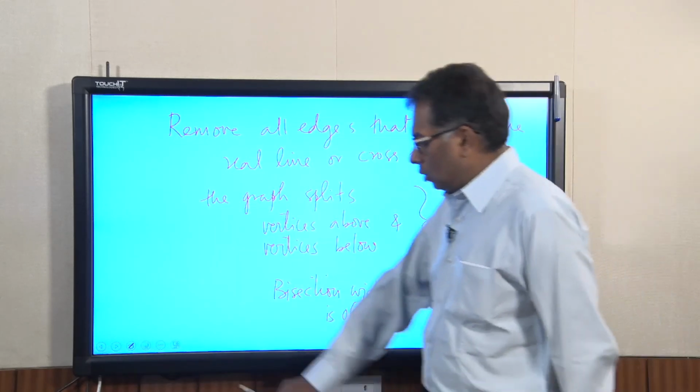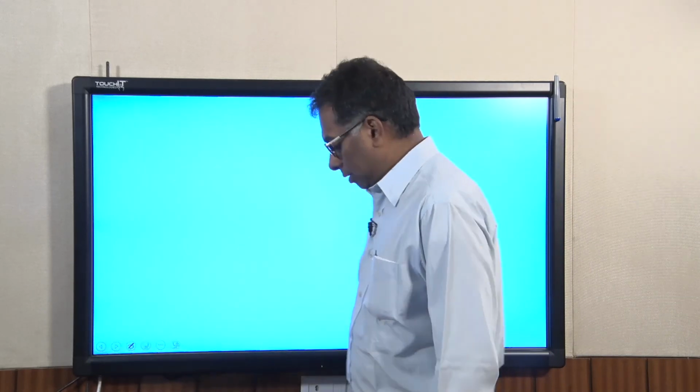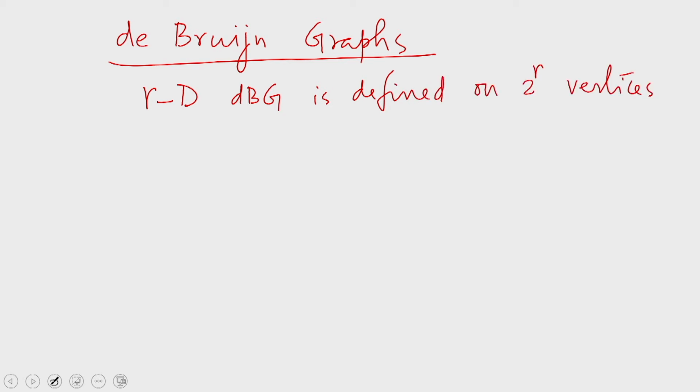Now, let us see a network which is closely related to shuffle exchange networks and also have some nice properties. After that, we will see some simulation results in both of them. These are De Bruijn graphs. An r-dimensional De Bruijn graph is defined on 2 power r vertices. These vertices are numbered using r bit strings.